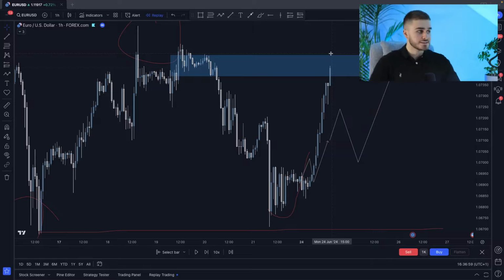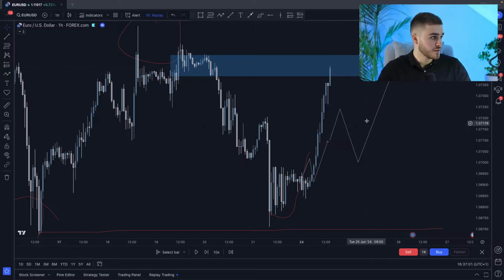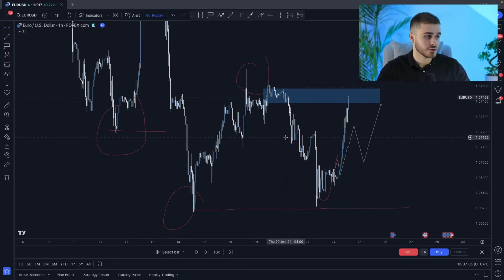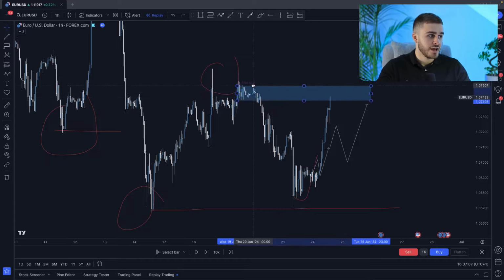What can I see next? We are basically going to wait for a reaction from this zone. Clearly, we are waiting for this kind of zone. Why? Because there's a nice sort of area over here.